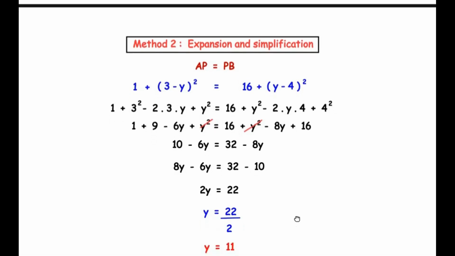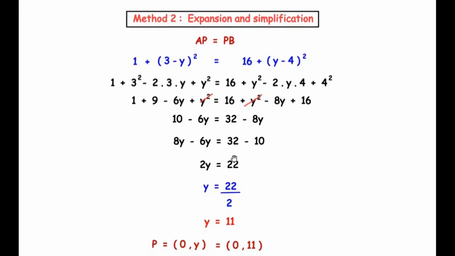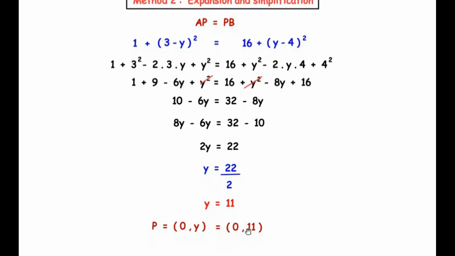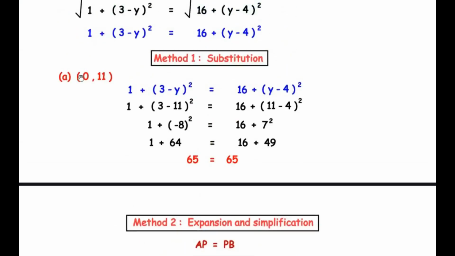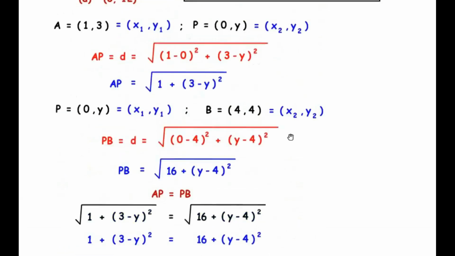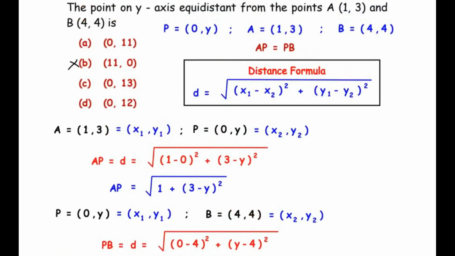Now taking 2 on the other side of the equal to sign, we get 22 divided by 2. So 2 divides 22, that is 2 1 times, 2 11 times. So we get the value of y here as 11. So the coordinates of point P are going to be (0, y) or (0, 11). So here we got the same answer as we had got in method 1, that is (0, 11). That is option A. So here our answer is going to be option A.